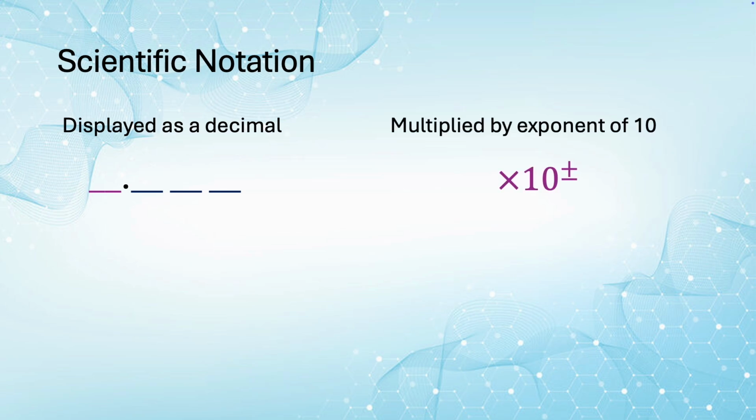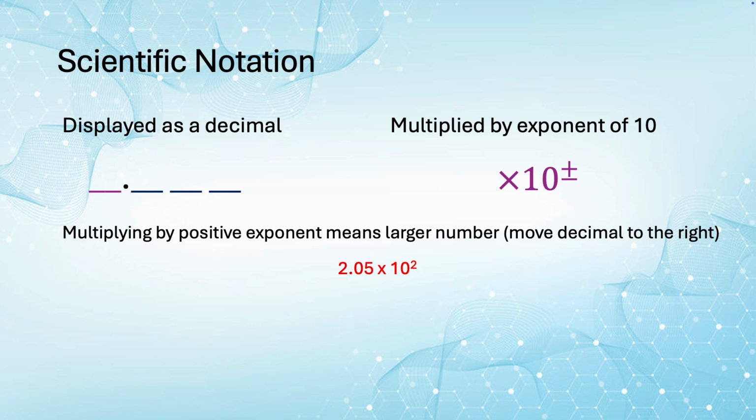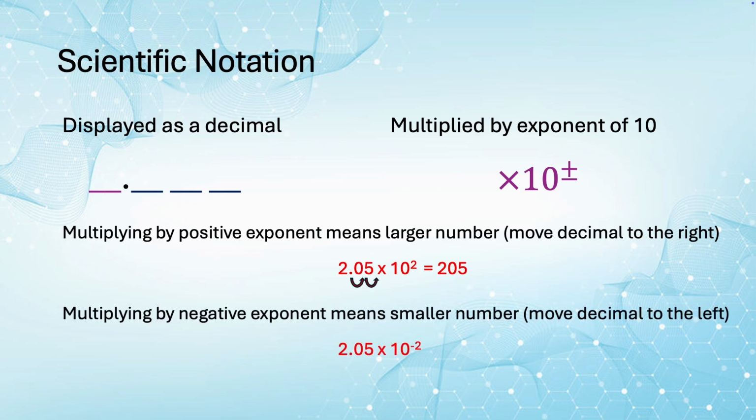In scientific notation, we display numbers as a decimal, with only one digit in front of the decimal value, and the decimal multiplied by an exponent of 10. If we multiply by a positive exponent, we increase the number by moving the decimal to the right for every exponent. If we multiply by a negative exponent, we decrease the number by moving the decimal point to the left for every exponent. Let's try this by putting my dog into scientific notation.